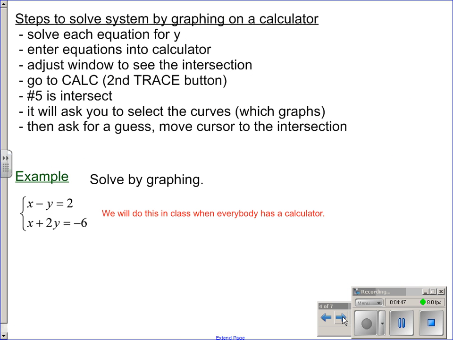Now, hit pause, take a second to copy down these steps. We're going to solve this example in class when everybody has a calculator. So just copy down these steps, and we'll talk about it in class. If you got your own calculator, go ahead, try using these steps for this equation. If not, like I said, wait in class, and I'll see you tomorrow. There is one more video. There's another method that we're going to talk about, so please watch that one.